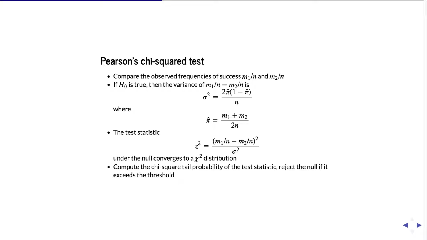Then I compute that test statistic, z squared, which is the difference between what I observe in each group, normalized by that variance. You can show that under the null this converges to a chi-squared. So here again, you've turned the data into a thing that has a known distribution, and then you can compute the tail probability of this and reject the null if it exceeds the threshold.